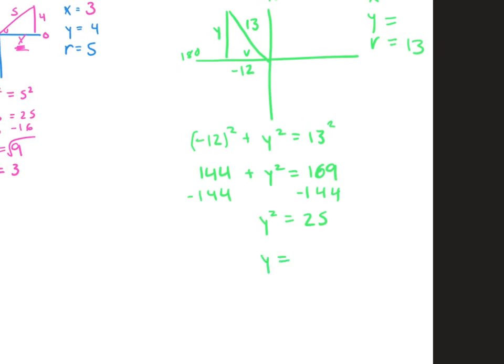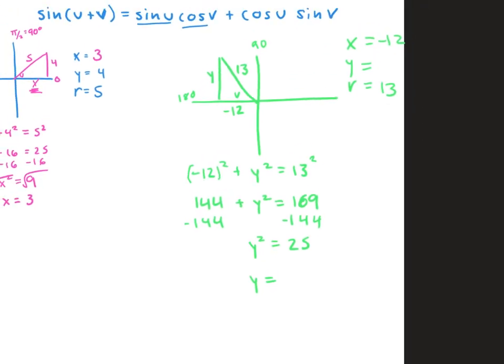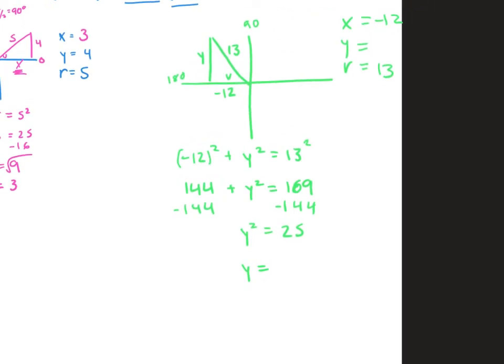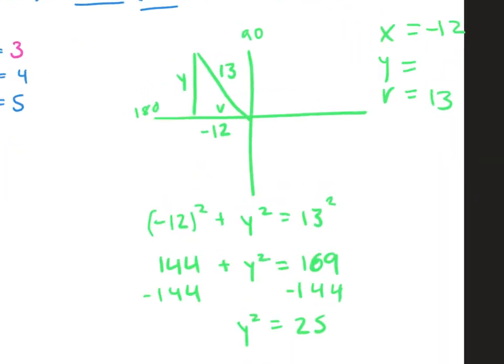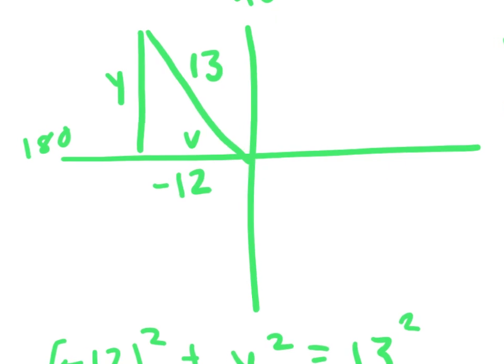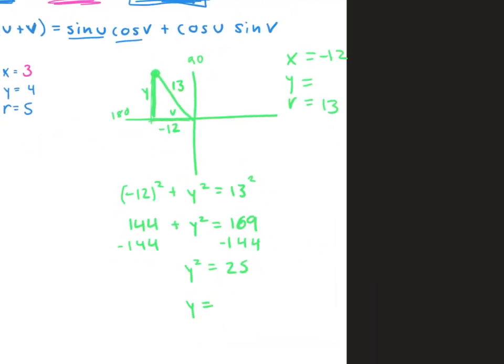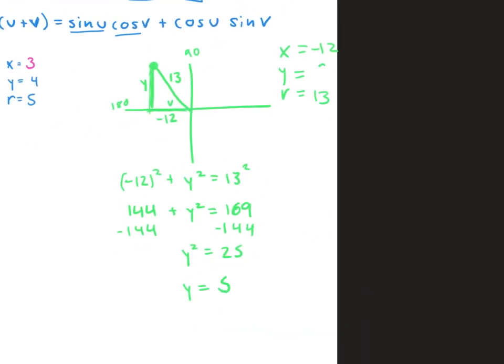So y is equal to, is it going to be positive 5 or negative 5? What do you think? Looking at our graph, this is just a regular coordinate plane with a point up here. Y goes up, so it has to be positive. Our x goes in the negative direction, so it has to be negative. So if it helps, think about it as a regular coordinate plane. This is our point. Y goes up, so it has to be positive. So y is positive 5.